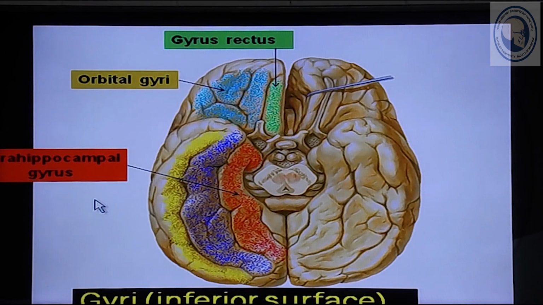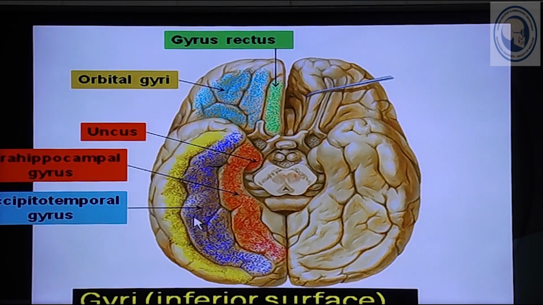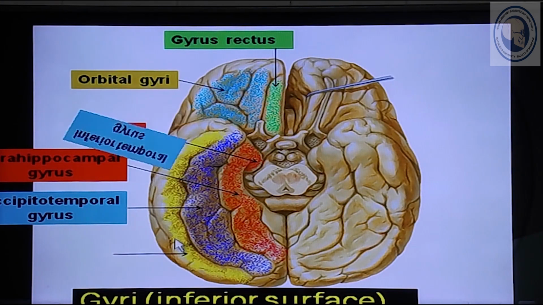And you should know that inside the parahippocampal gyrus, if you enter deeply, you will find an area called the hippocampus, which is a part of the limbic system. This is a system concerned with emotional behavior, olfaction, and memory. Medial to the rhinal sulcus and anterior to the parahippocampal gyrus, you will find an area called the uncus. In between the collateral sulcus and the occipitotemporal sulcus, you will find this gyrus. It is called the occipitotemporal or the fusiform gyrus. While lateral to the occipitotemporal sulcus, you will find the inferior temporal gyrus.